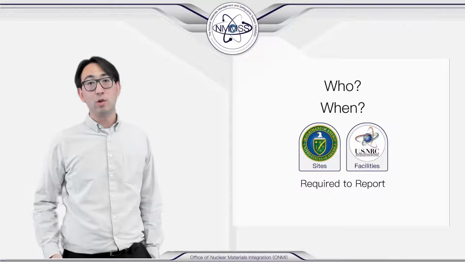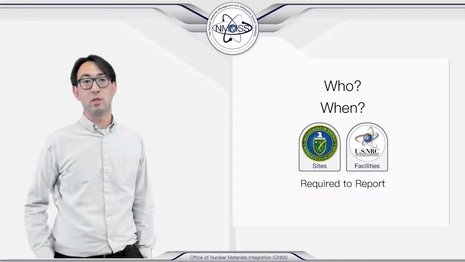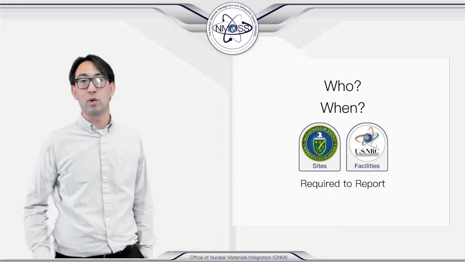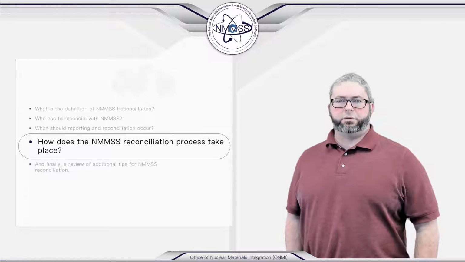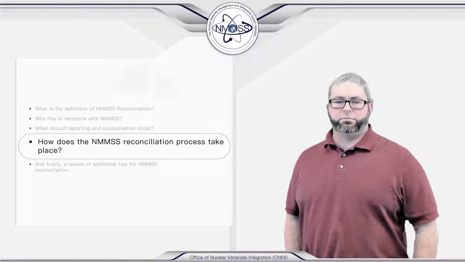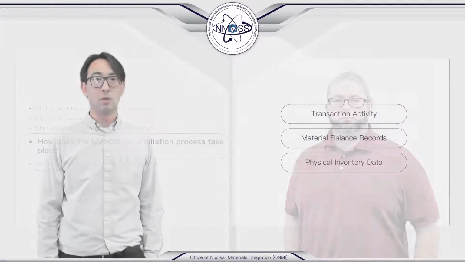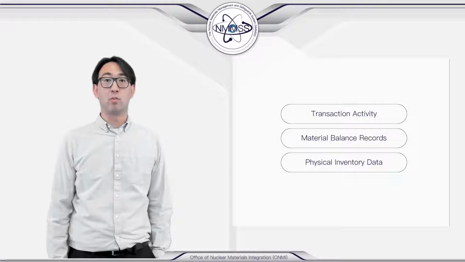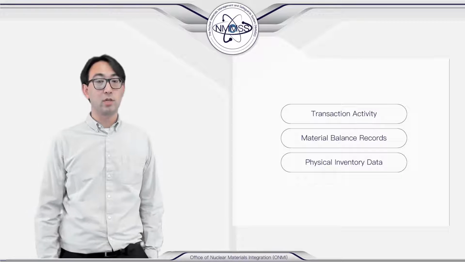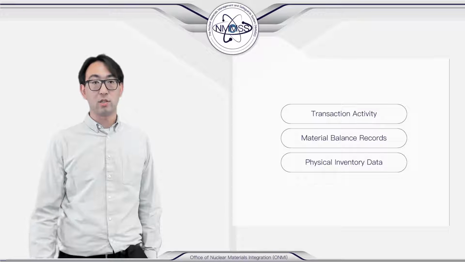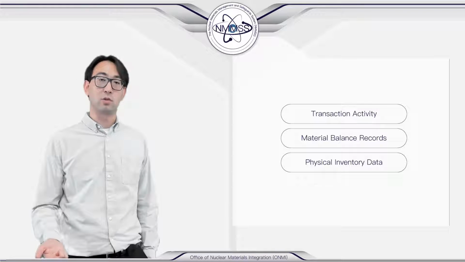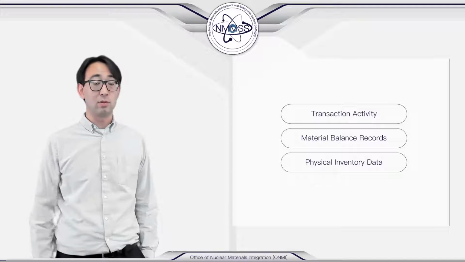John, now we know who and when DOE sites and NRC facilities are required to report and be reconciled with NMMS. Let's get back to the definition of NMMS reconciliation and review the activities that are required from the perspective of reporting to NMMS. Yes, the nuts and bolts on how to report and reconcile with NMMS. There are several key items that are reported to NMMS that are critical to NMMS reconciliation: transaction activity, material balance records, and physical inventory data. Each will be discussed now.